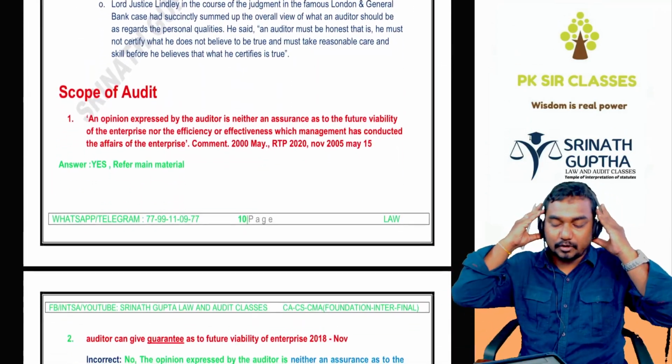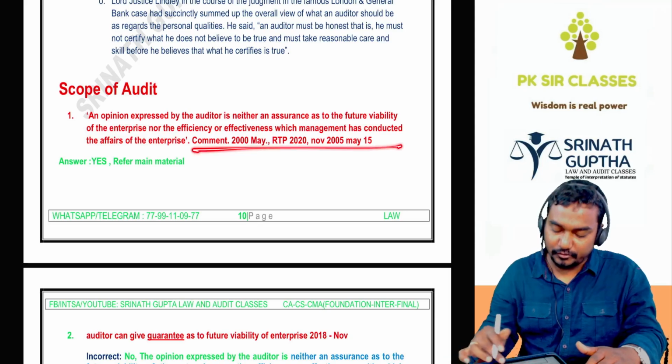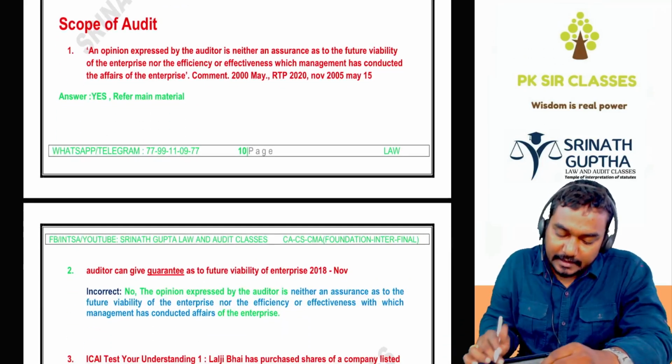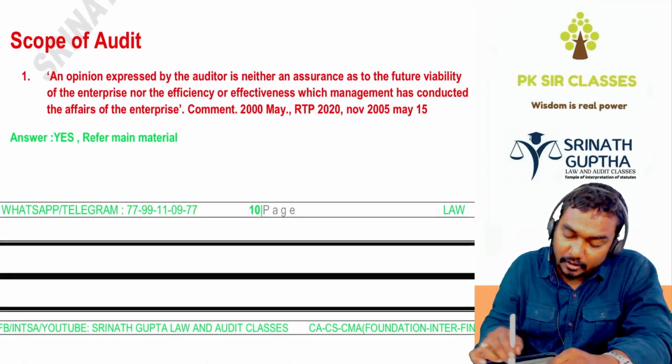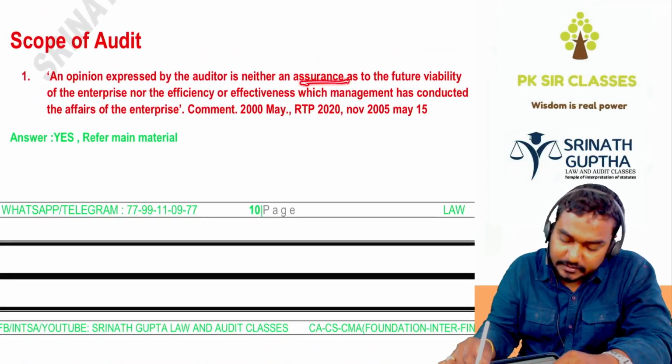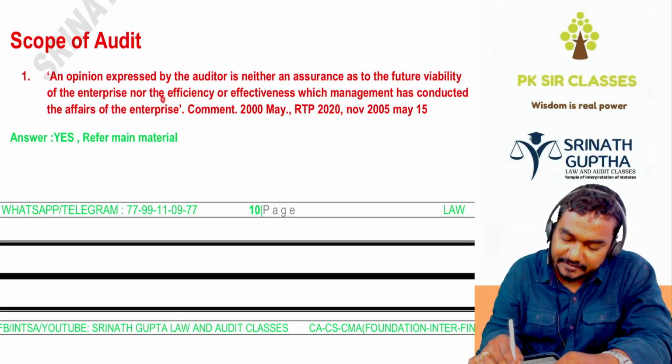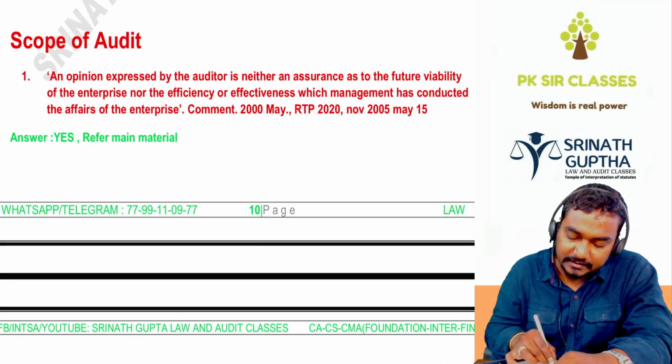Next, scope of the auditing. Better questions are based on scope of auditing. This question came 3 to 4 times in the exam. The opinion expressed by the auditor is neither an assurance as to the future viability of the enterprise nor of the efficiency and effectiveness with which management has conducted the affairs of the enterprise.